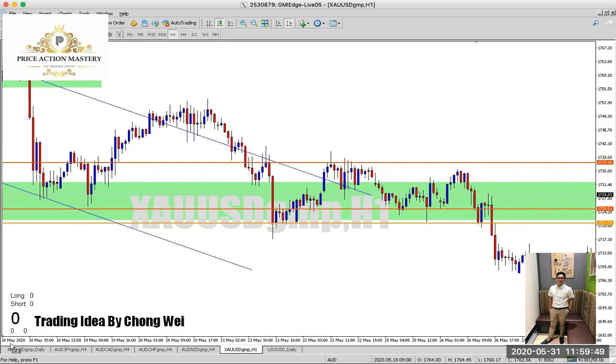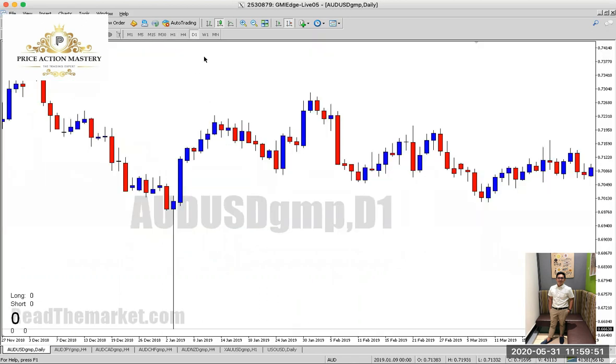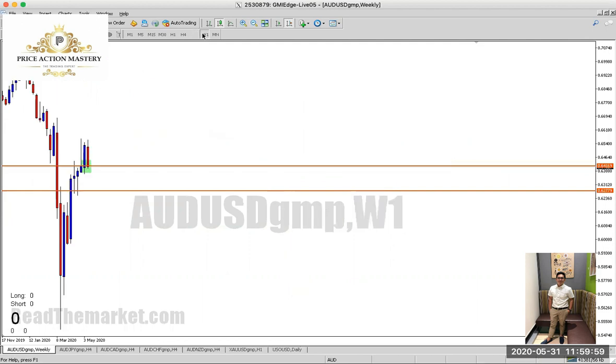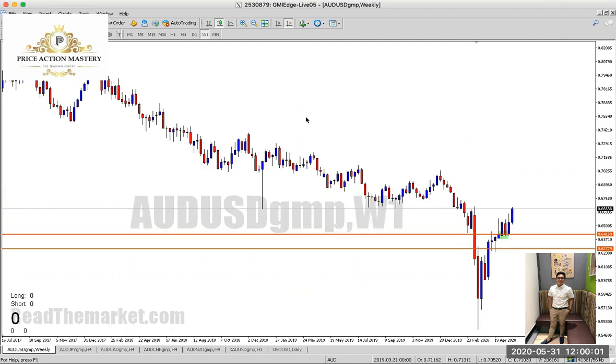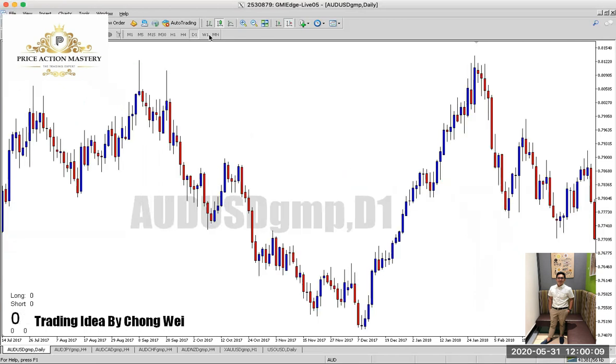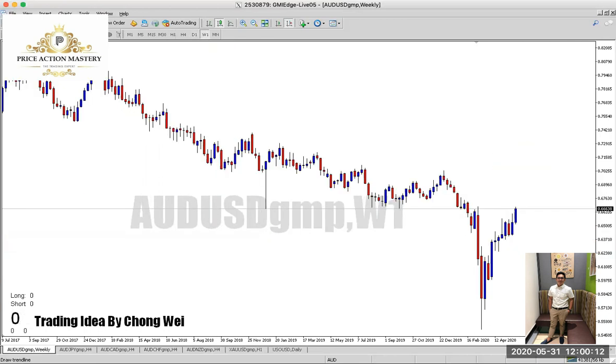So first we will be looking at the Aussie dollar. If we look at the weekly chart first, let me set a default. Currently what we can see is that the buyer is quite strong.